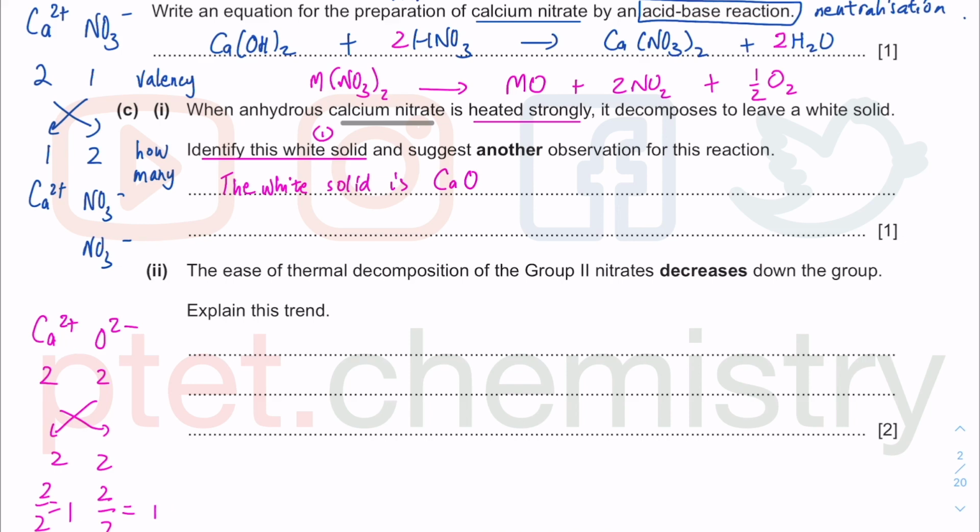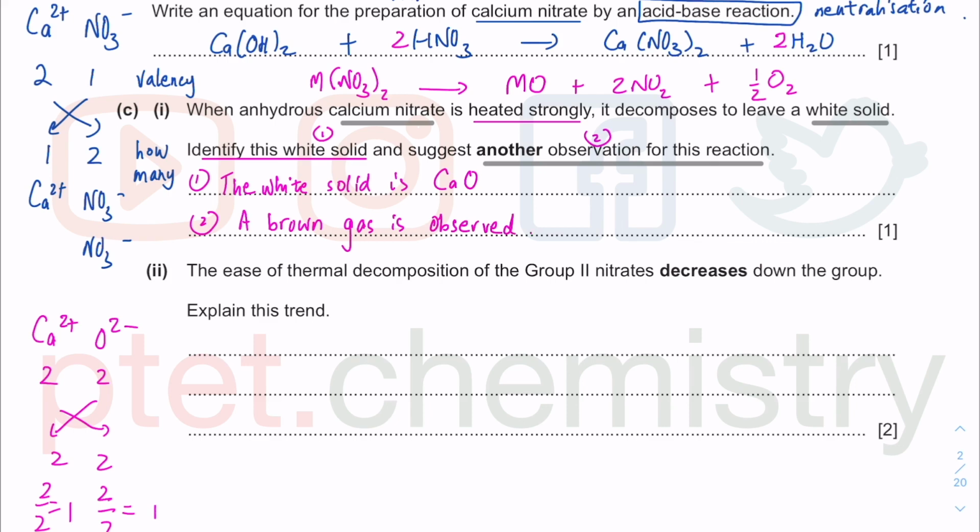Suggest another observation for this reaction. Besides leaving you a white solid, this is actually a white solid as well, giving you another white solid. What else do you see? Earlier I mentioned the brown gas. NO2 is brown, so a brown gas is observed. Or you say brown gas is seen or is observed, that one should be all right.